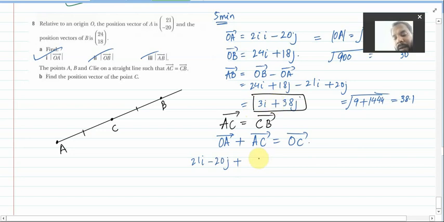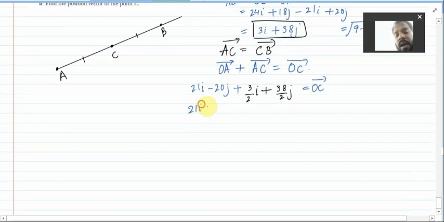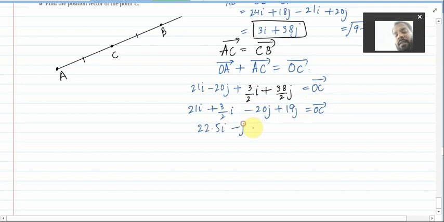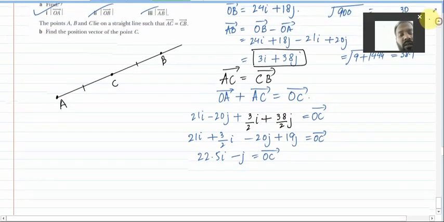The midpoint is equal to 3 upon 2i plus 38 upon 2j, that is your AC, and it leads to OC. So now 21i plus 3 upon 2i minus 20j plus 38 upon 2, it's 19j, equals OC. So 3 upon 2 is 1.5, right? So 21 plus 1.5 leads to 22.5i minus j is equal to OC.